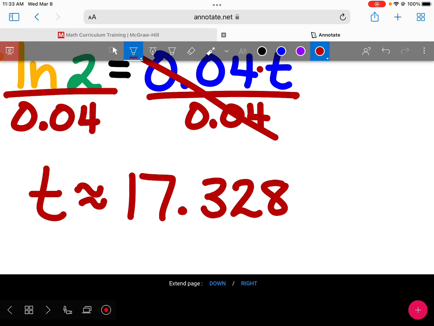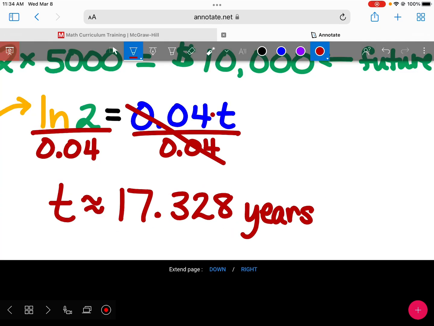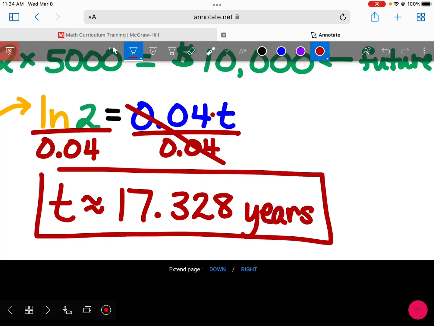What is t? What did we just find? Time. Time usually has units with it, right? To double the money in a bank, do you think it took 17 hours, days, weeks, months, years? Years. So like 17. So I just put 18. It's not 18 though. You got to take it out.